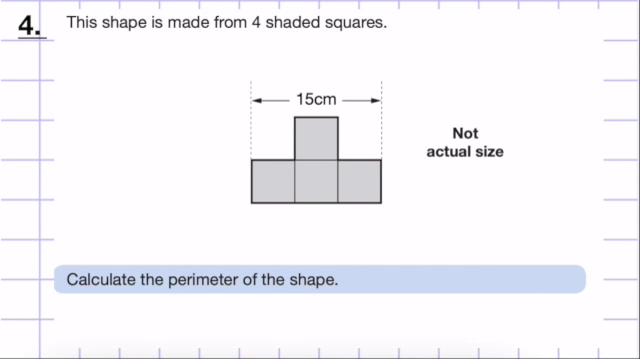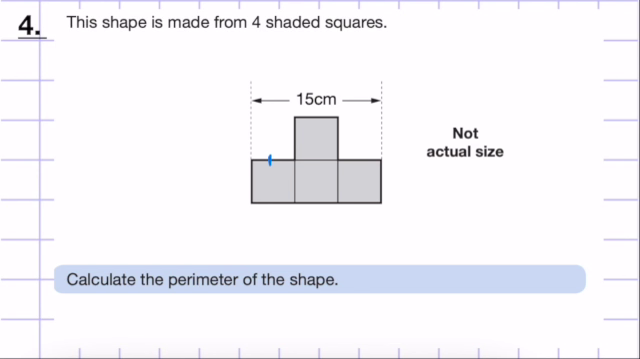Now, let's take a look at this one, number 4. This shape is made from 4 shaded squares. 1, 2, 3, 4. Calculate the perimeter of the shape. Now, what we need to do, we need to work out what one side of one of these squares measures, because they're all the same, they're squares. If we know what one of these sides measures, we can work it out.